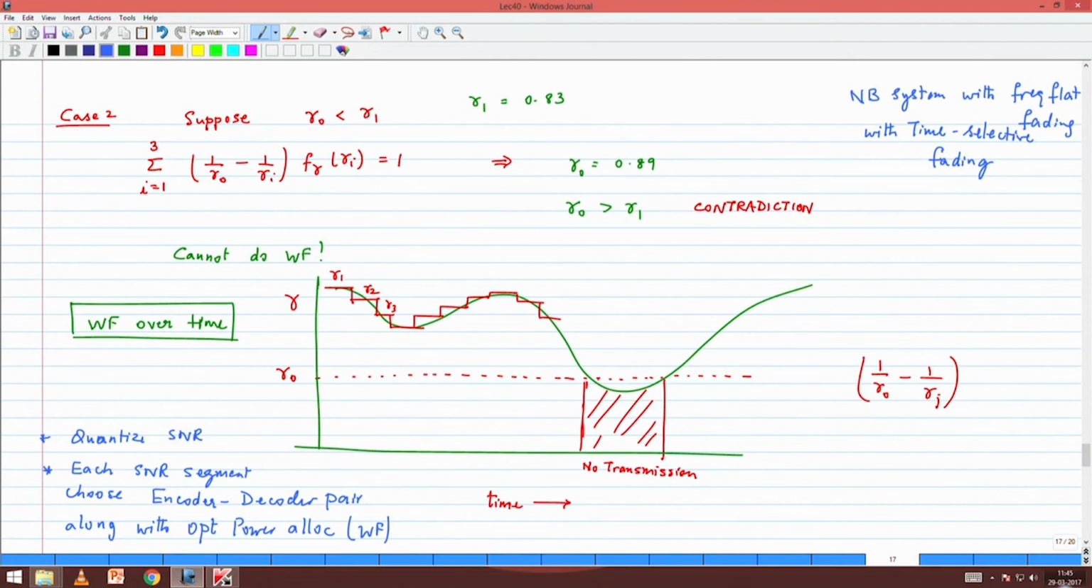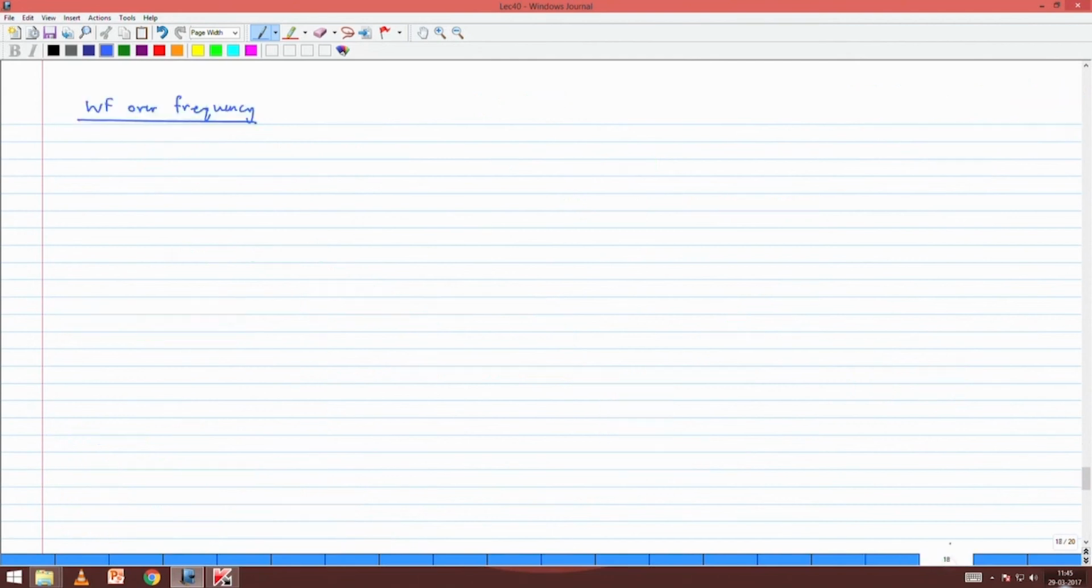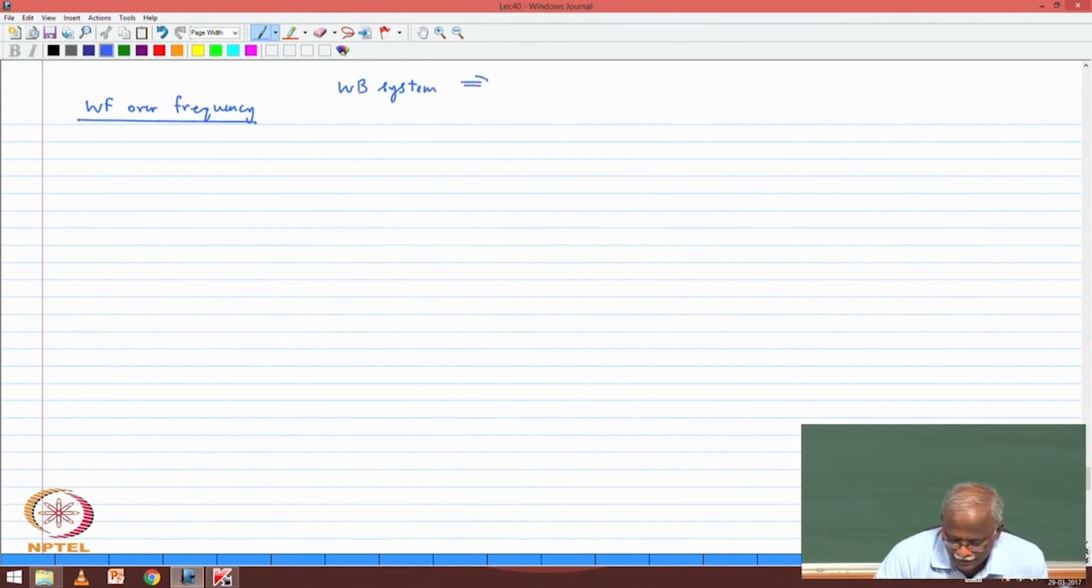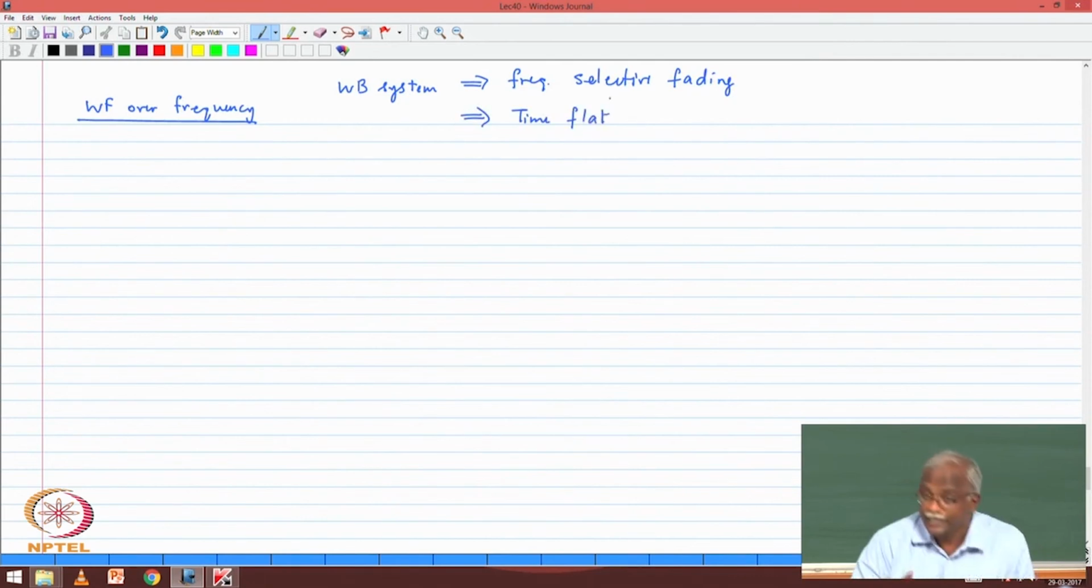Now I want to change the assumptions. So it's a wideband system. Wideband system, that means immediately it is frequency selective fading, correct? Frequency selective fading, but to make matters simple, we are going to say that it is time flat. That means it is not varying in time.